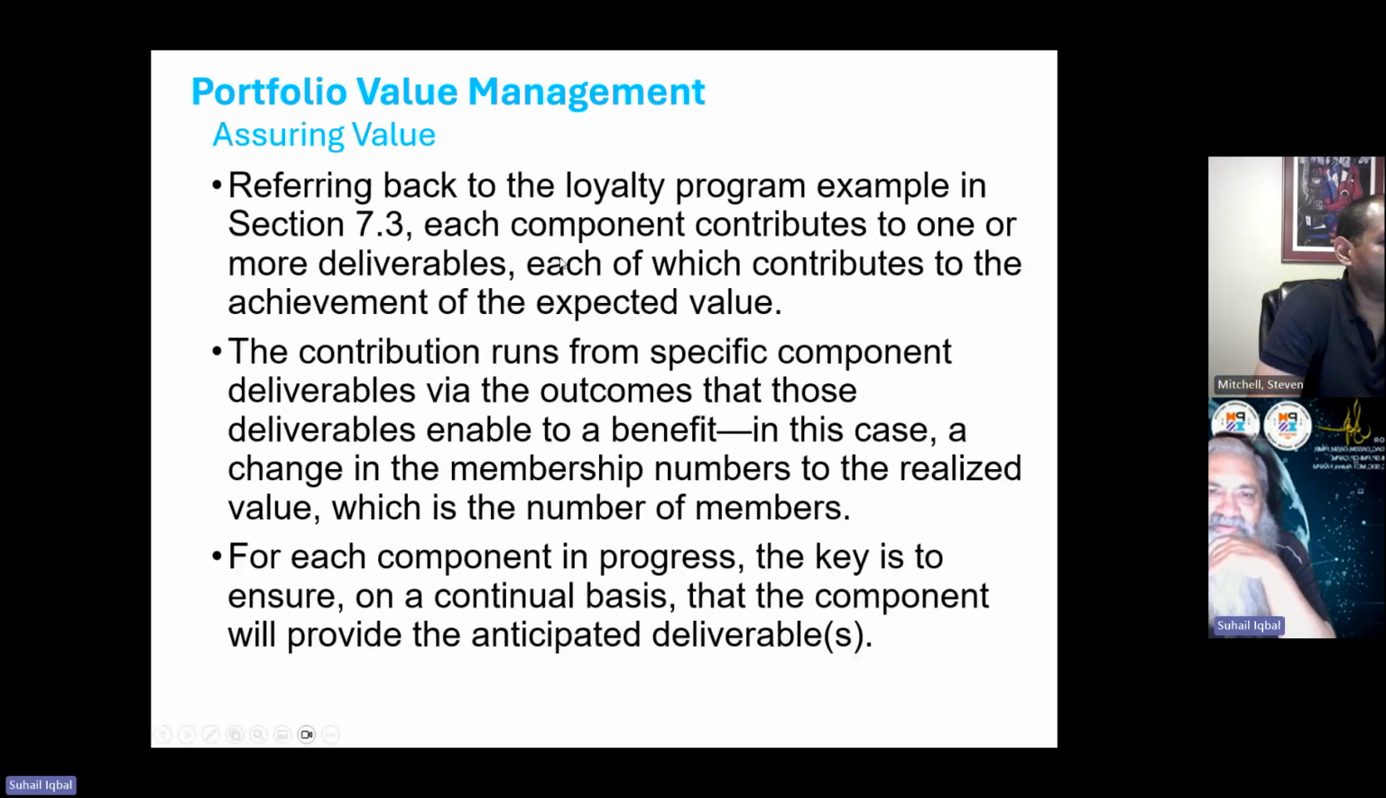This was a slide we were discussing, referring back to the loyalty program. Conclusions. We did that.